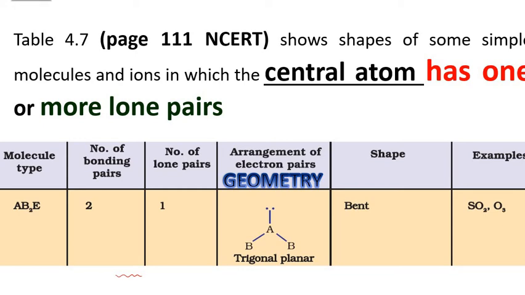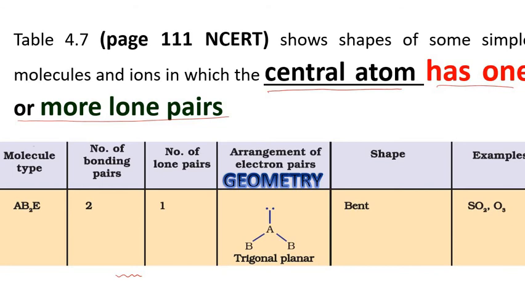Hello students. In the previous class we have learnt the valence shell electron pair repulsion theory and the arrangement of the electron pairs, that is geometry and shape, without a lone pair of electrons on the central atom. We will be continuing the same valence shell electron pair repulsion theory where the central atom has one or more lone pairs of electrons.